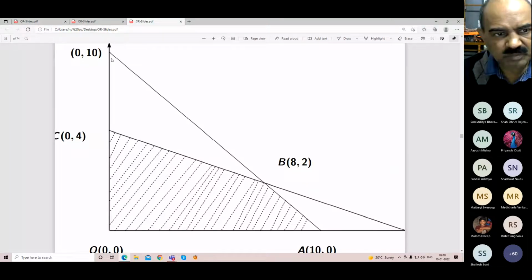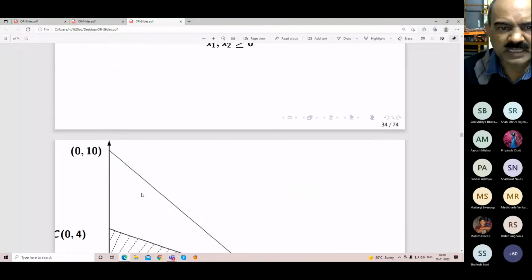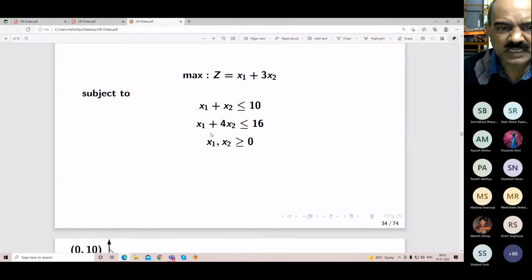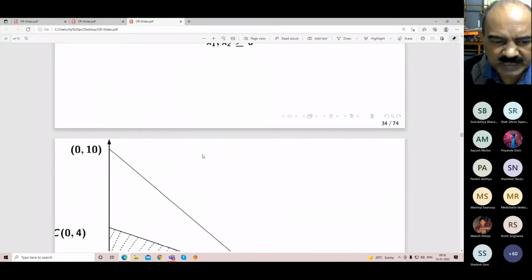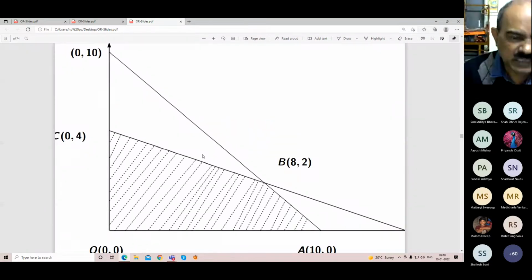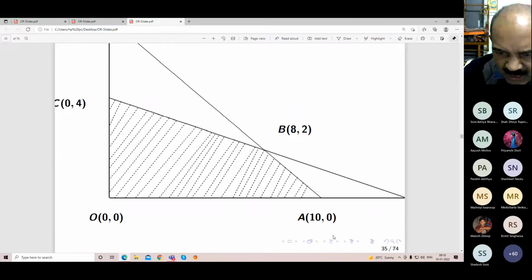Then the second one, x1 plus 4x2 less than or equal to 16. We find the region below the line x1 plus 4x2 equal to 16. Then we take the intersection. This intersection is the feasible region. If you consider the intersection and find the values, one point is 0, 0.